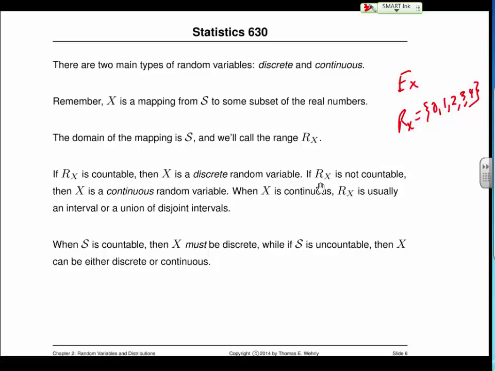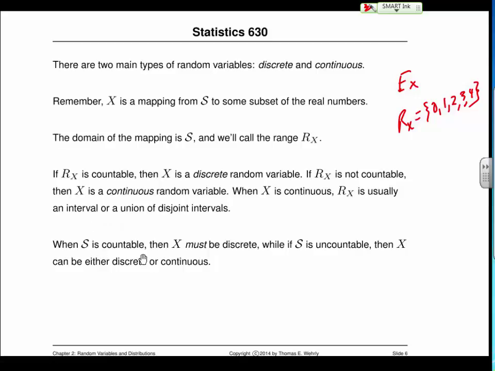Now, in some cases, R of x will not be countable, in which case we're going to be using what is called a continuous random variable for x. And usually for the variables we'll look at, the range of x is going to be an interval of some sort. It might be an infinite interval that goes out to infinity, or it might be over some finite range, like from 0 to 1. It could be a union of disjoint intervals, but that's not very often of practical interest.